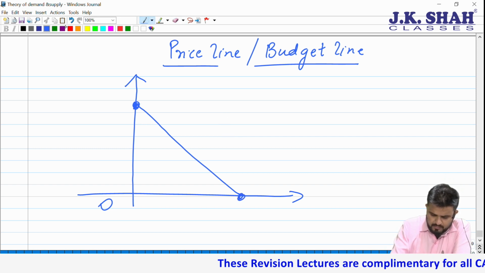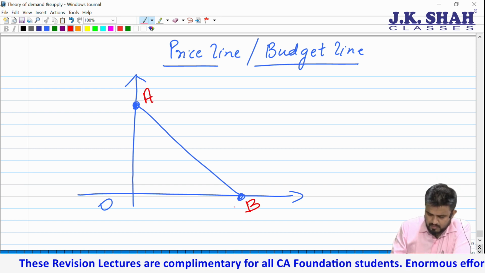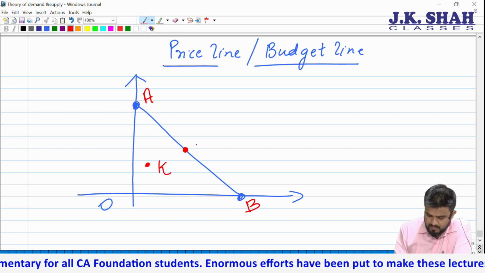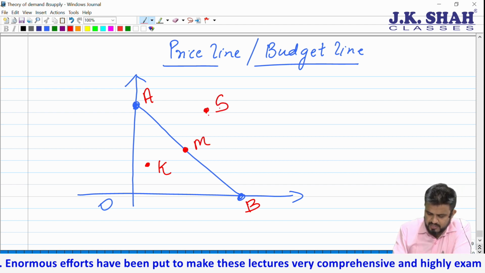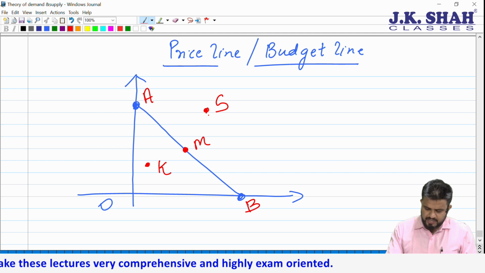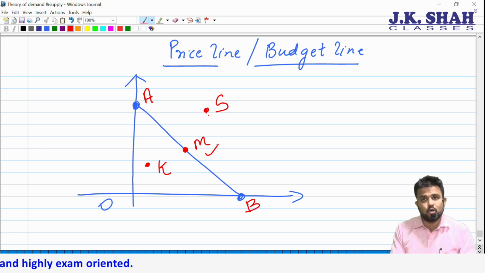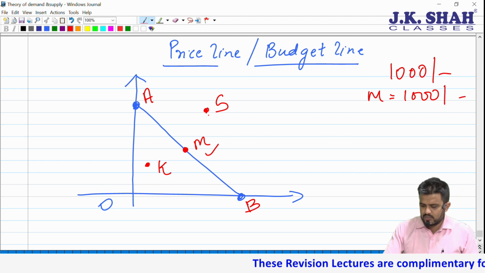I would say AB. Now point K is inside the budget line, point M is on the budget line, and point S is away from the budget line. Can I say this blue line AB is your budget line, that is nothing but your budget. So point M is on your budget line, which means you can definitely purchase point M. Because if your budget is 1000, then the price of M will be 1000.